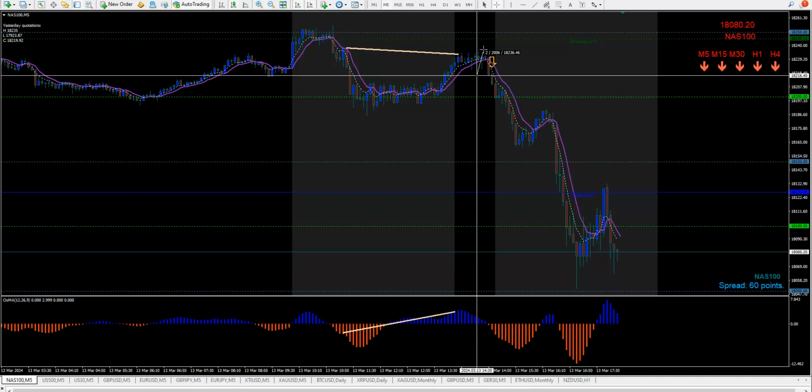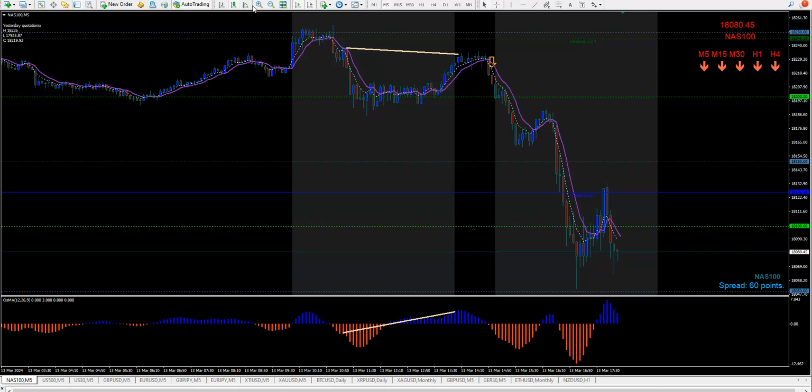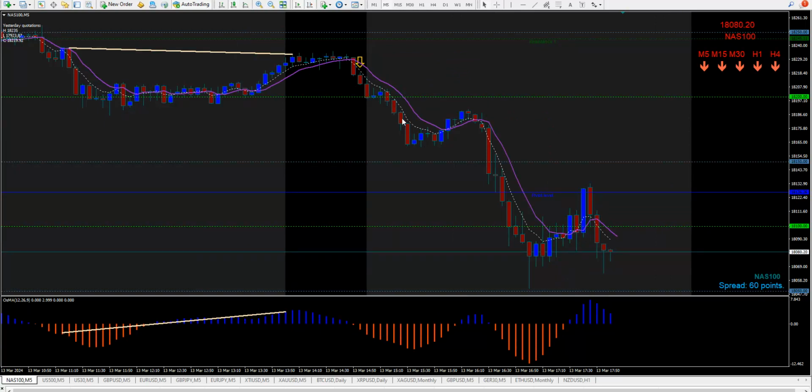Stop was very minimal, 20 points, 20 ticks. Went down 54 points. See that? That's a beautiful thing. Just went straight down for you. Your stop would have been right there. Okay?